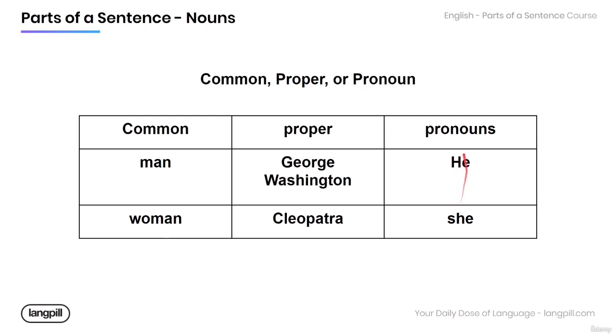And pronouns, these are types of nouns that we call pronouns that take the place of the noun. So he is taking the place of George Washington. She is taking the place of Cleopatra.